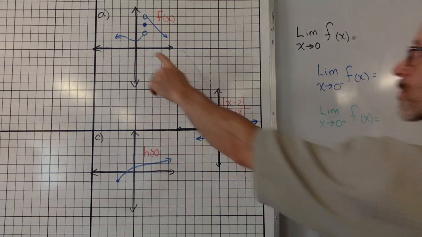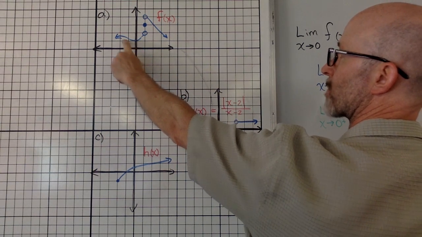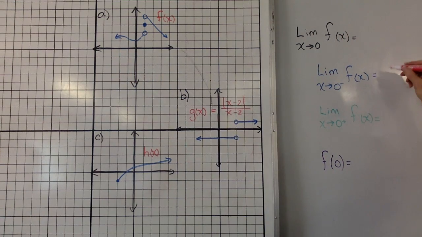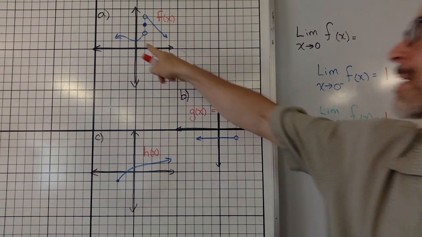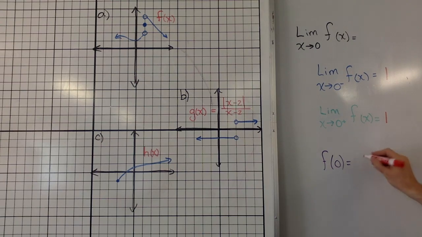So as we look at this first graph, as we get close to 0 coming from the left, the function seems to be approaching 1. And when we come from the right-hand side, the function seems to be approaching 1. I even threw this down here. This is not calculus. This is really just function notation. What is the value of my function when x is 0? Well, the exact value there is 1.